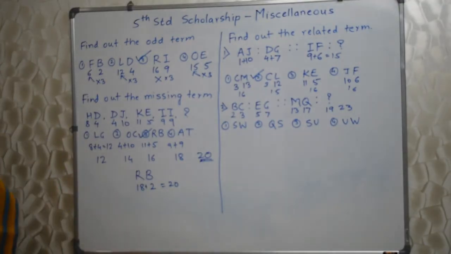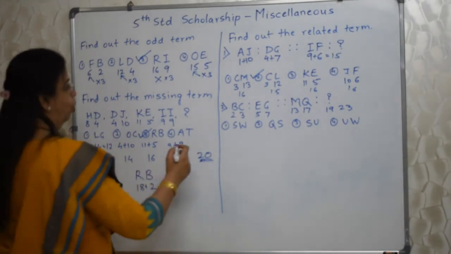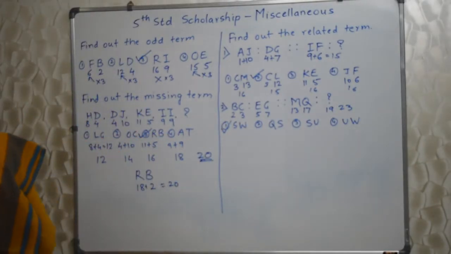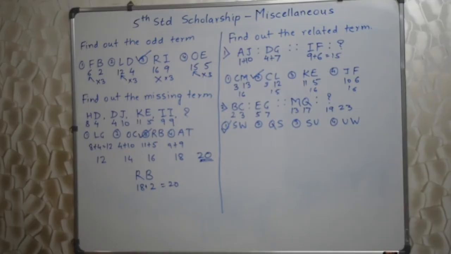19, 23. 19th is S and 23 is W. So obviously our answer is SW. A basic knowledge of prime numbers and we have got 2 marks. Isn't it easy?